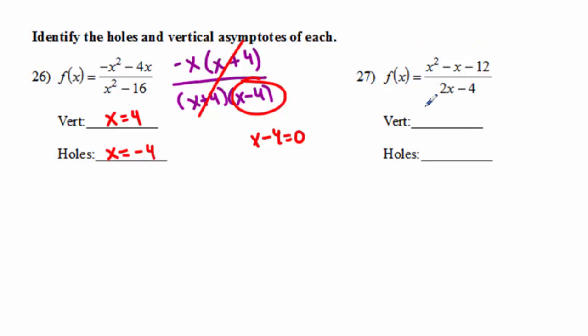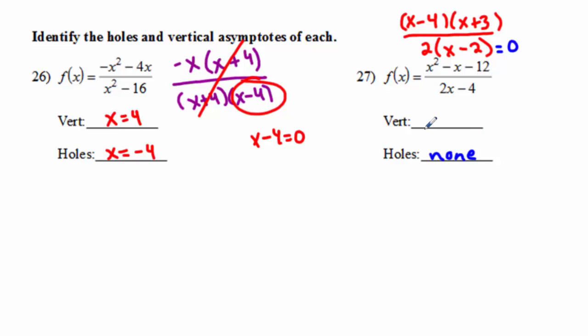So let's factor on 27. On top, I'm looking for what multiplies to get -12 that adds to get -1, which is -4 and +3. And then on bottom, they have a 2 in common, so I take that out and get x minus 2. So nothing cancels, which means there are no holes. But on bottom, I don't need to worry about the 2 because it doesn't have an x with it. I need to just set x minus 2 equal to 0 so that I know my vertical asymptote is at x equals 2.